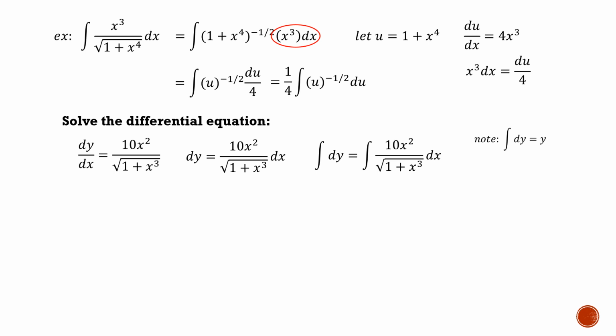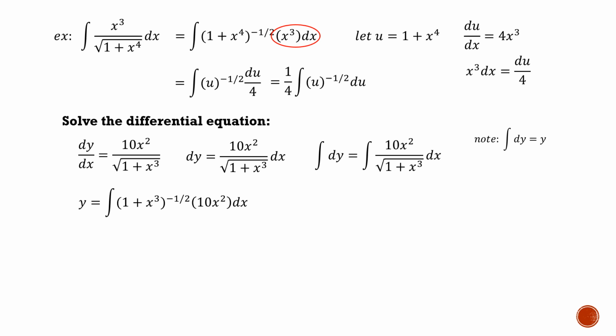I'm looking for an equation in the form y is equal to something. So, rewrite the right side of the equation by bringing up the denominator as a negative exponent. I get (1 plus x cubed) to the negative 1/2 times 10x squared dx. And on the left-hand side, I have y is equal to. So far, so good. All I need to do is find the antiderivative of this function.